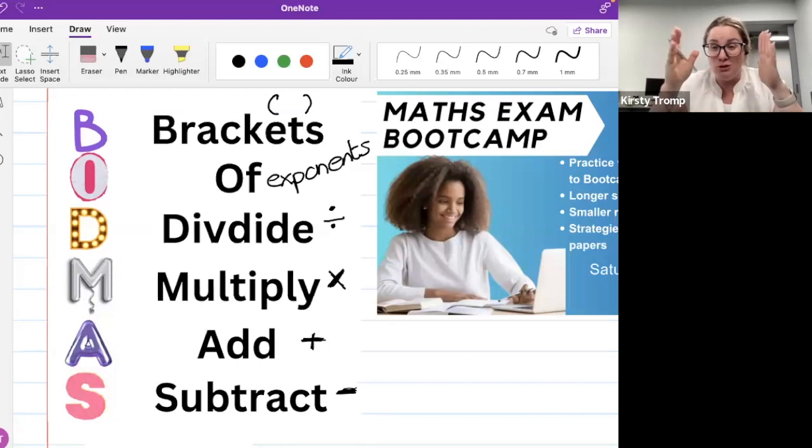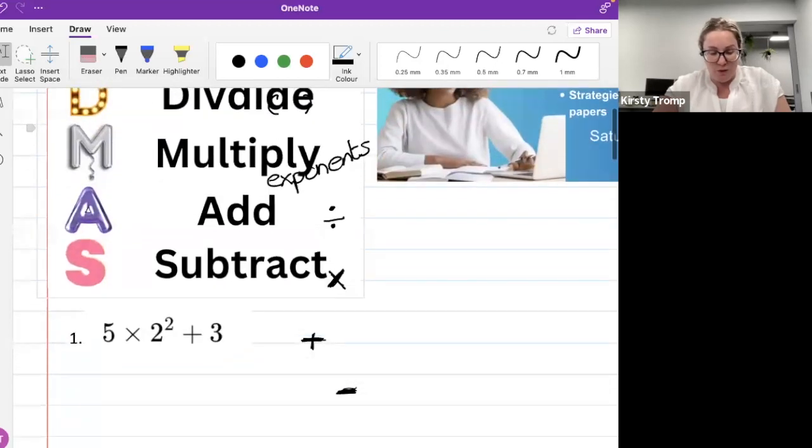You always must remember to do BODMAS when we're doing these questions. Very important elements. Let's have a look at some examples of what we're talking about now.